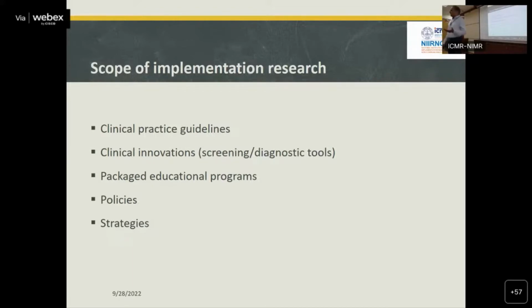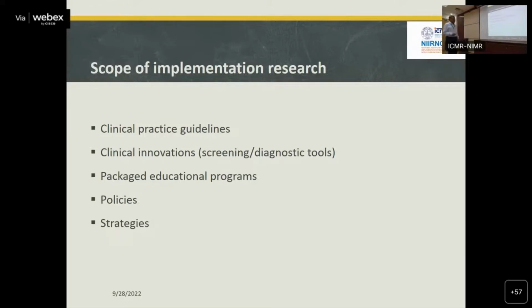And within a year, we could develop tools so that self-testing of COVID-19 was possible. If you come to think of it, RT-PCR, how many laymen can think of running an RT-PCR test? But within a year, we could develop self-testing devices, self-testing mechanisms. That is conversion of a pure science into a public health science. And that is where implementation research has a very important role to play.